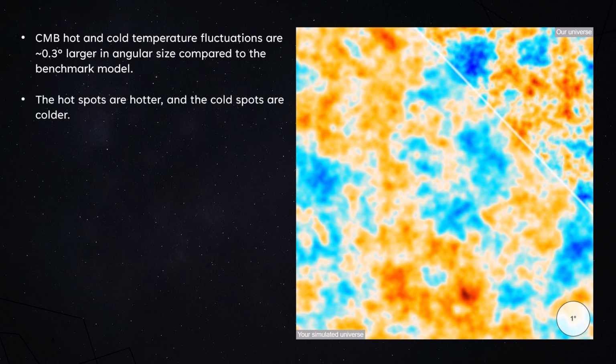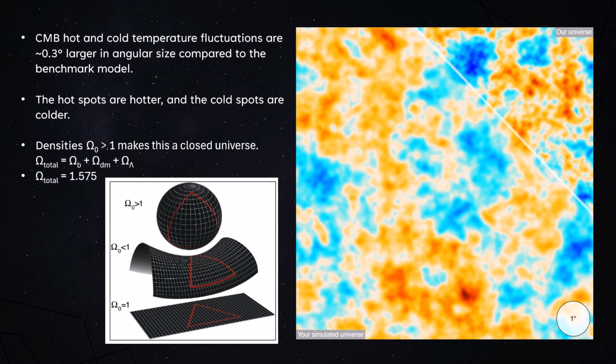The acoustic oscillations on the power spectrum associated with compressions are hotter, and the rarefactions are colder in our matter-dominant universe. Because our densities of the omega values total more than 1, our hypothetical universe is a closed universe. This causes light to bend inwards, giving it a larger scale of fluctuation on the sky. And this is due to the stretching of the angular scales and why the hot spots appear hotter and the cold spots appear colder. So you may be asking, why is the universe closed?